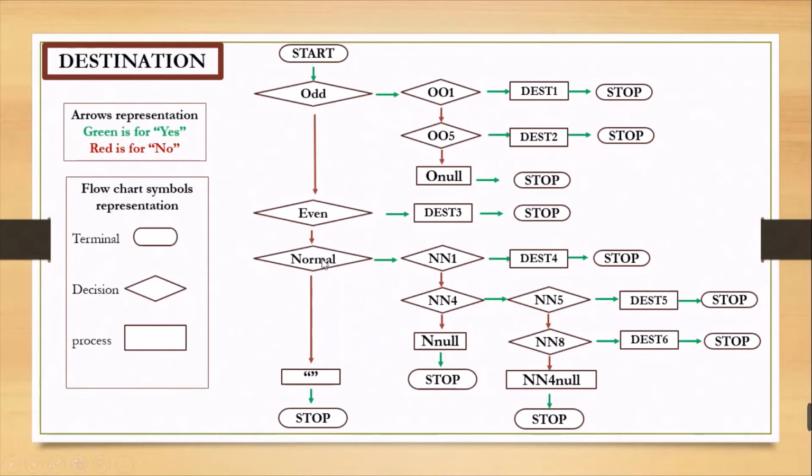But if it is not normal, meaning it's not odd, it's not even, it's not normal, it puts in the blank. This is the general default value. If it is none of the route type at all, then it stops.